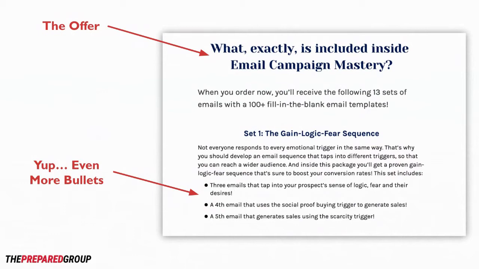Well, I'm glad you asked. It's the conversational tone here in the copy. When you order now, you'll receive the following 13 sets of emails with 100 plus fill-in-the-blank email templates. That's copy I've got to fix. That "a" is superfluous in that sentence. It's always good to do these presentations because you always pick up on things that need to be tightened up. Anyway, I then have more bullet points for each one of the sections of the product. So I break down in great detail what is in this program.